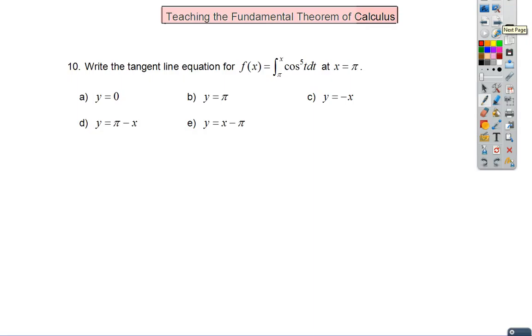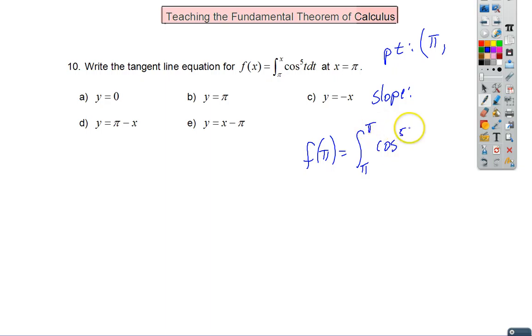Last one. It says write a tangent line equation for that. First thing through your mind, it's got to be, I need a point, I need a slope. Hey, they give me a point, x is going to be pi. Well, then I got to go find f of pi, which is equal to the integral from pi to pi of cosine to the fifth t dt. Wait a second, integral from the same number to the same number. That's just going to be equal to 0.